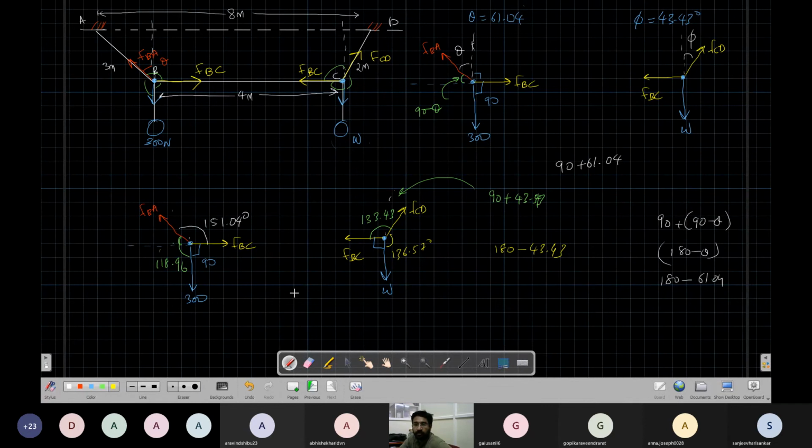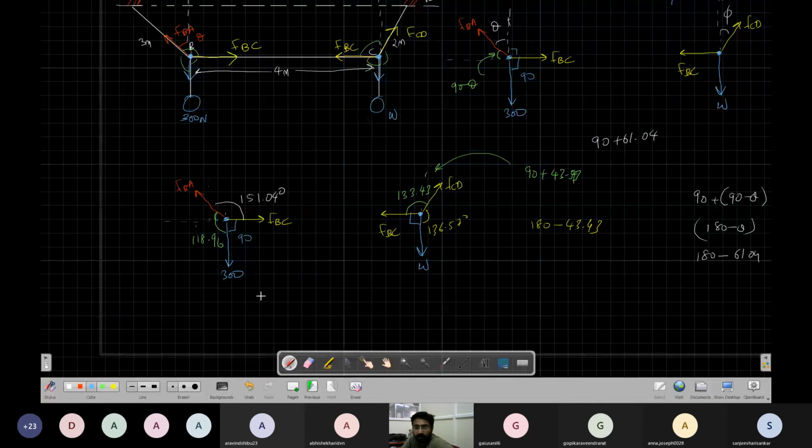So we have two simple cases of Lami's theorem. Then Lami's theorem we can solve it. I will write the equations here. 300 by sine of 151.04 will be equal to FBC by sine of 118.96, which will be equal to FBA by sine of 90.